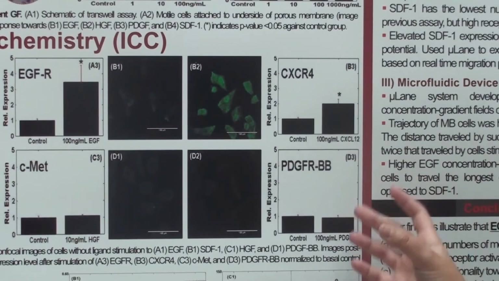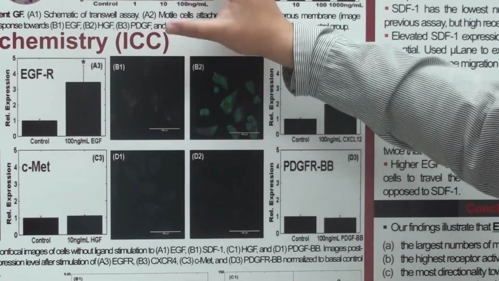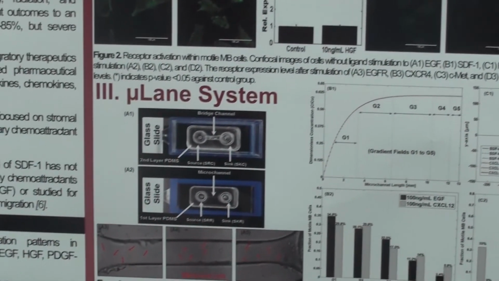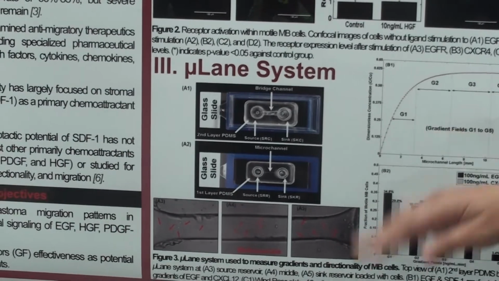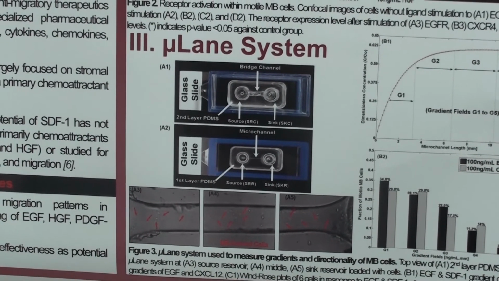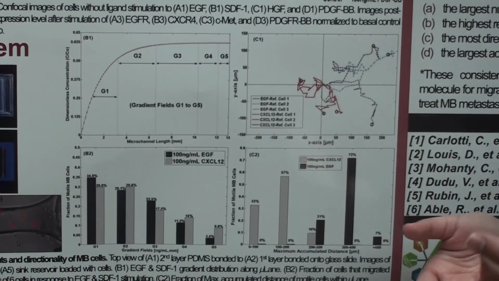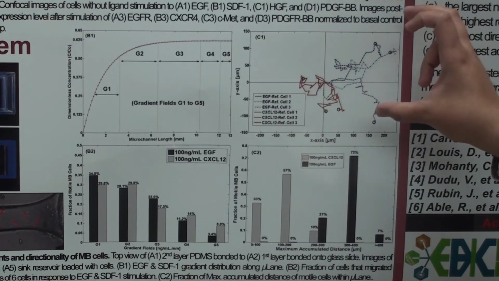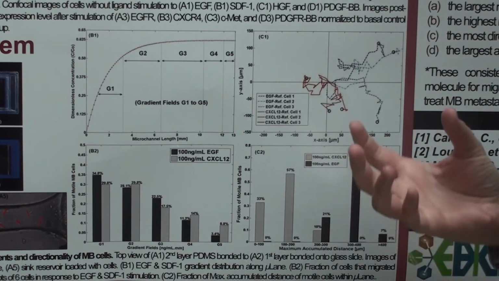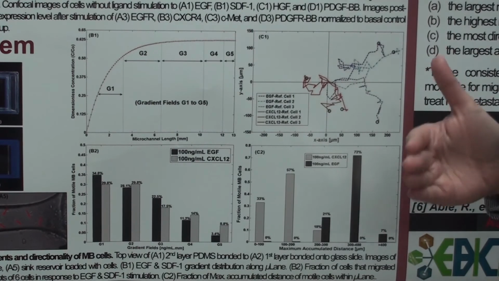In order to understand what's really going on between these two, the ICC and transwell assays, we use a microfluidic device that we designed and developed in our lab. We look at how different concentration gradients are affecting the migration of the cells, what type of migration these cells are experiencing when we stimulate them with EGF and FDF1. And finally, we look at the maximum accumulated distance that these cells travel along the channel.